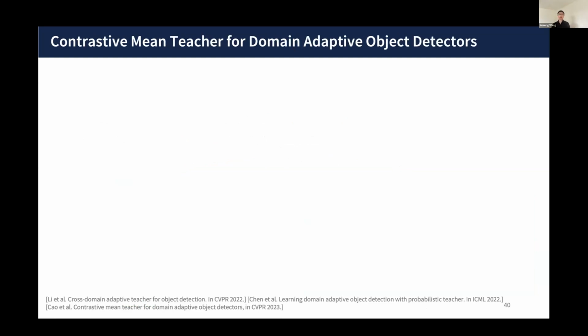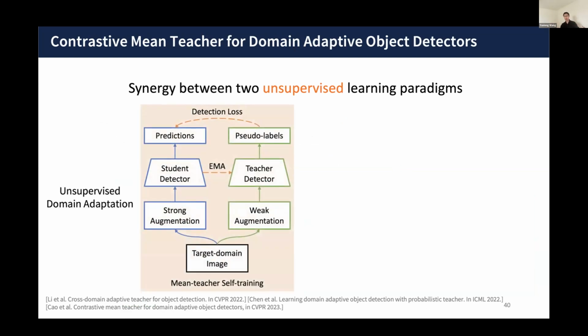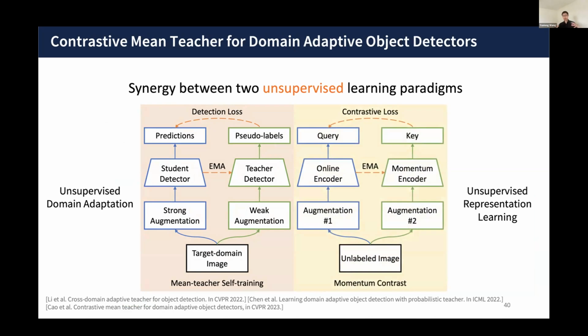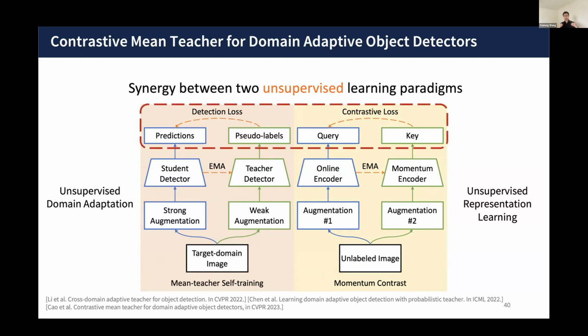Contrast Mean Teacher addresses this task of unsupervised object detection in a shifted domain, with the key motivation coming from identifying the intrinsic synergy between two unsupervised learning paradigms. The left side shows mean teacher self-training, which is developed for unsupervised domain adaptation. On the right side is momentum contrast for unsupervised representation learning. They actually share several interesting similarities. First, for both paradigms, they learn two encoders, one in an online fashion, while the other is the momentum of the online version. Second, both encoders take inputs from two different views of the same unlabeled images. Third, the momentum encoder's representations serve as keys for training the online encoder using detection loss or contrast loss.